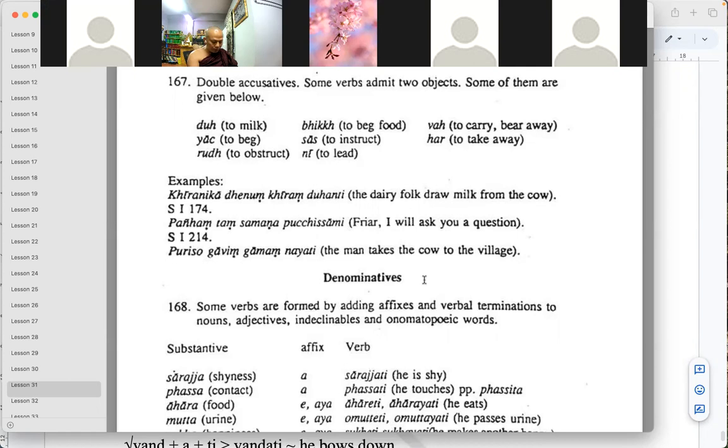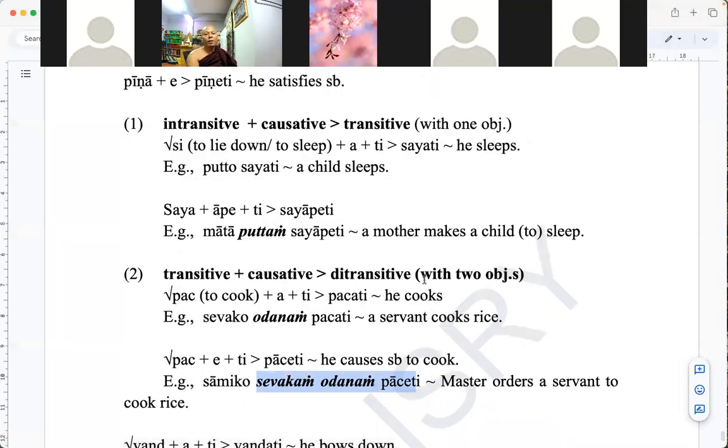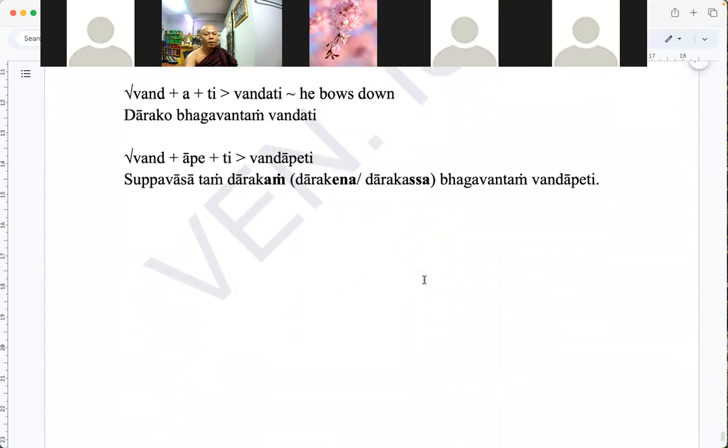Okay, Bhante, when there are two objects using the accusative, the placement of the object in the sentence is, I think, very important. But how do we know who is who? Let's say if there are two persons as objects, how do we know?